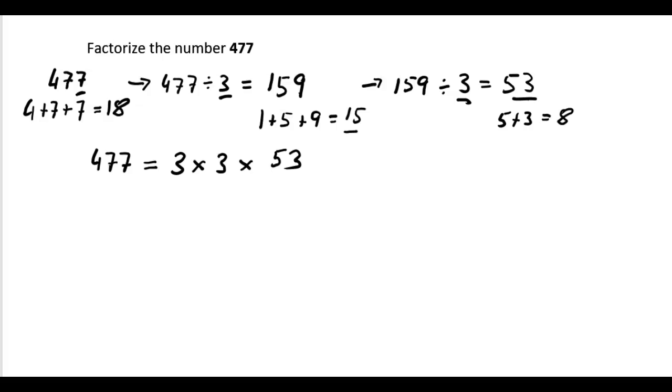Okay, so let's have a look at another example. Here we want to factorize the number 896. So let's see how we can do that. So 896. Now we notice the last number here is an even number, so we can divide it by 2. Let's start with 2. If we divide that by 2, we get 448. Now again, the last number is an even number, and we can divide it by 2.